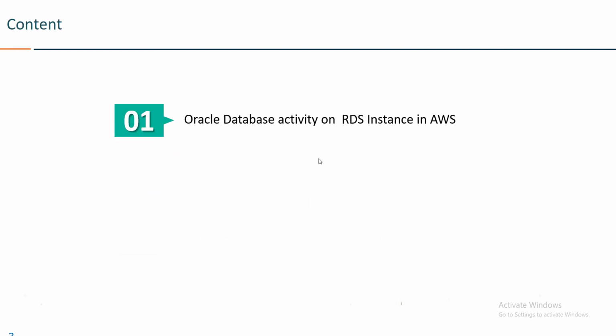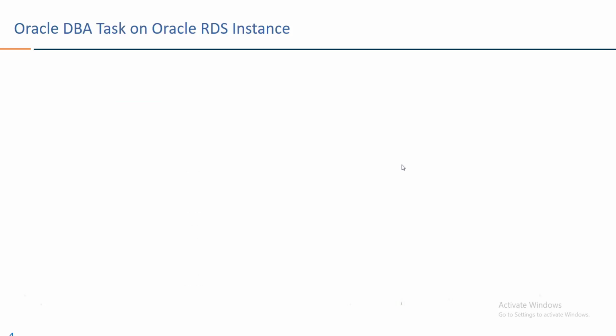We'll discuss Oracle database activity on an RDS instance in AWS, and the lab on it. So, the Oracle DBA tasks on Oracle RDS. What are the common DBA tasks? Alter database doesn't work with Oracle RDS. You remember my previous video, RMAN, how can you work? If you have to do some activity like alter database log switch, alter database enable force logging, enable supplemental logging, how can you do that kind of activity?